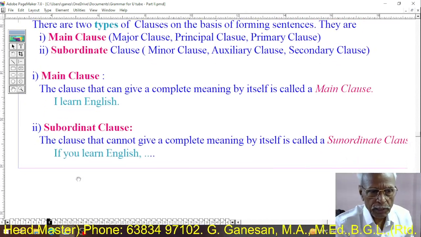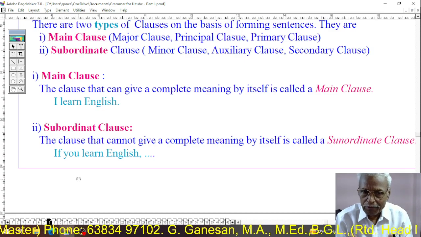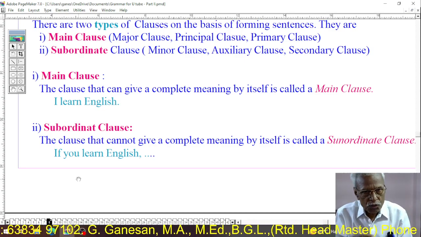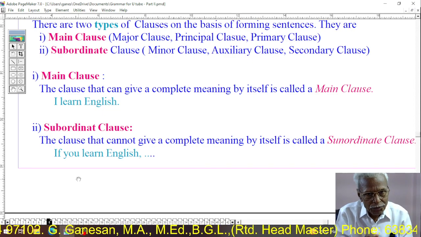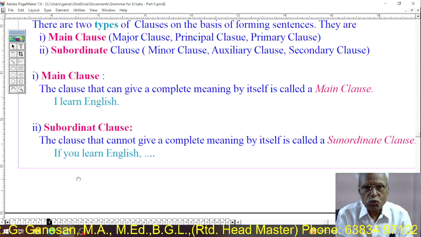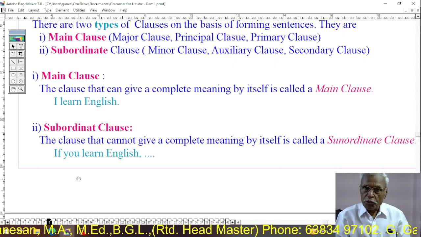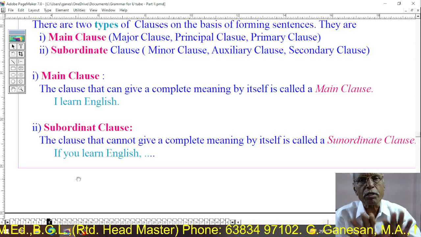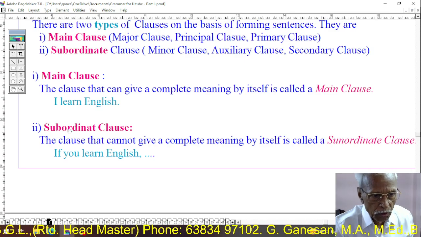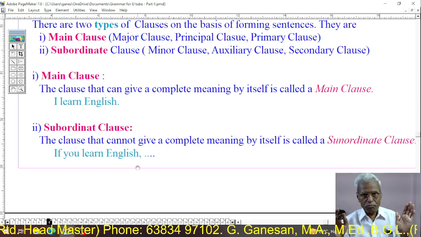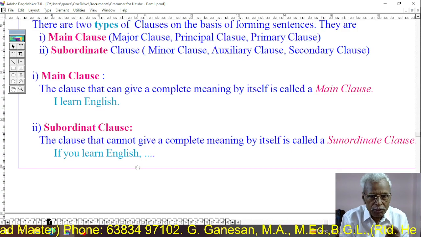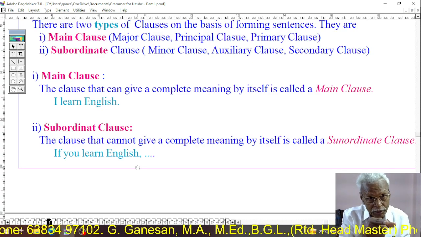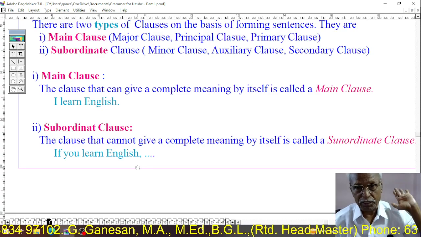What is a subordinate clause? The clause that cannot give a complete meaning by itself is called a subordinate clause. Example: if you learn English. It is not giving a complete meaning. In the event of learning English, if you learn English, it is a subordinate clause.